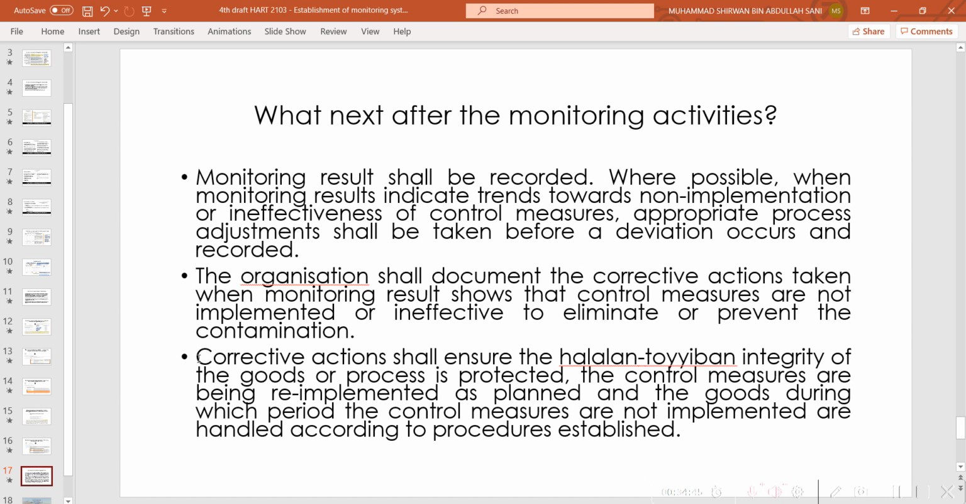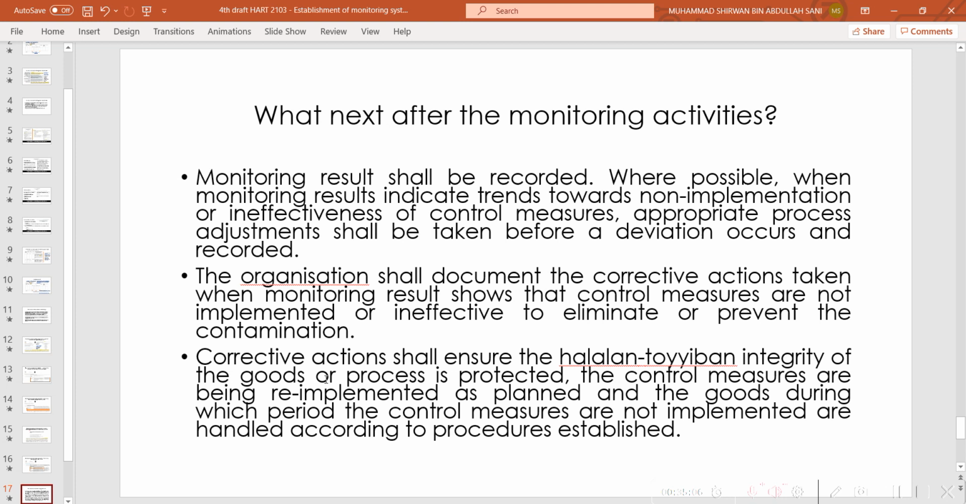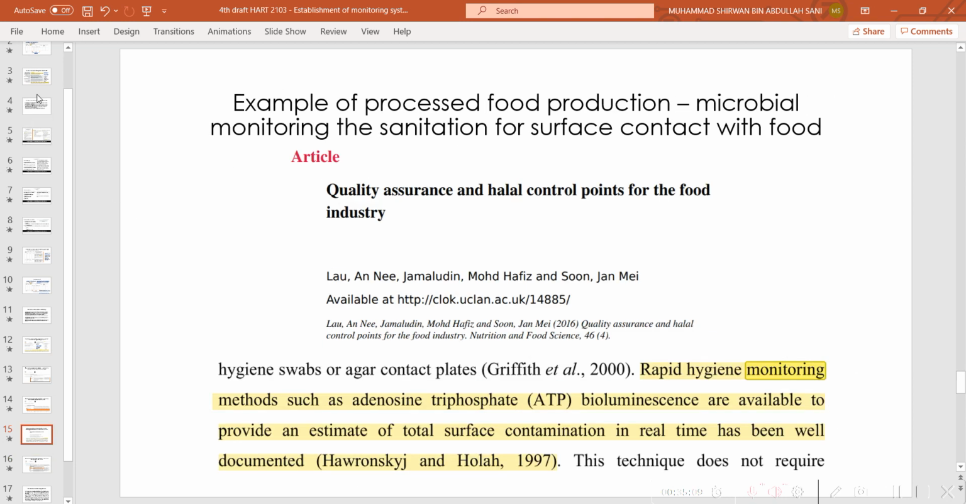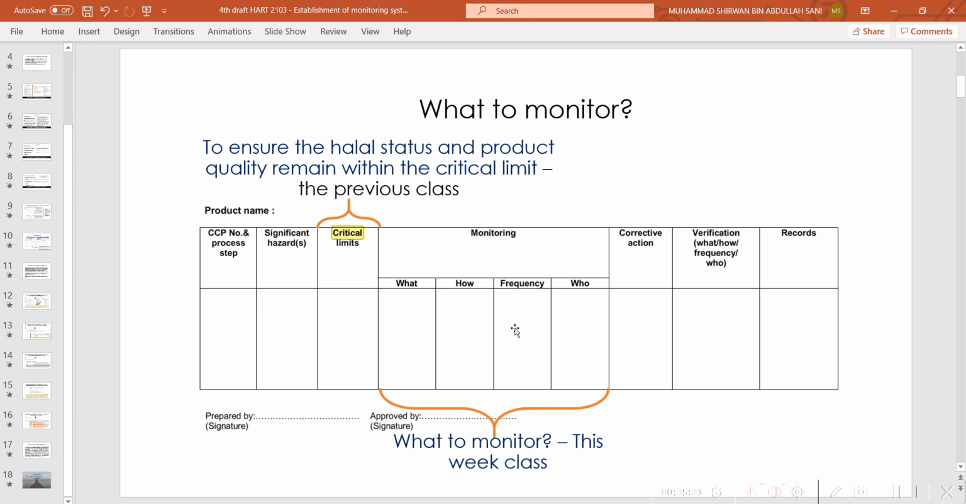So corrective action shall ensure that the halal Tayyiban integrity, the goodness of the process, is protected and control measures are being implemented in the plant, and goods during which period the control measures are not implemented are handled according to procedures established. So any corrective action afterward that you choose shall be documented as well. Where actually you are going to learn about corrective action. Okay, so if you look at this table, the next column is corrective action. So in the next class, we will look at the corrective action itself. Okay, what you can do for the corrective action.